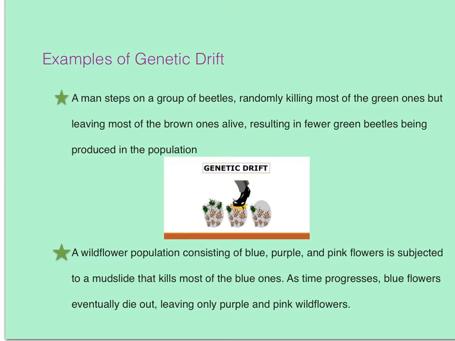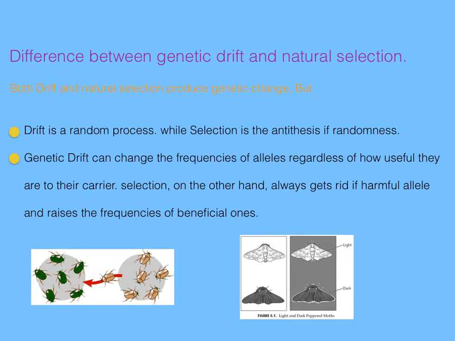Another example is a wildflower population which has blue, purple, and pink flowers. So there was a mudslide, and this mudslide kills most of the blue flowers. So as time progresses, you can see that the blue flowers eventually die out, leaving only the purple and pink wildflowers. So both genetic drift and natural selection are very important to evolution because they both produce genetic change. But genetic drift is a very random process, and natural selection is not.